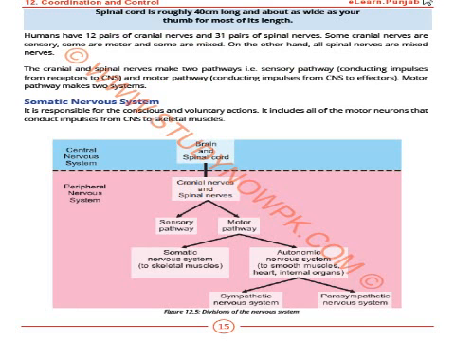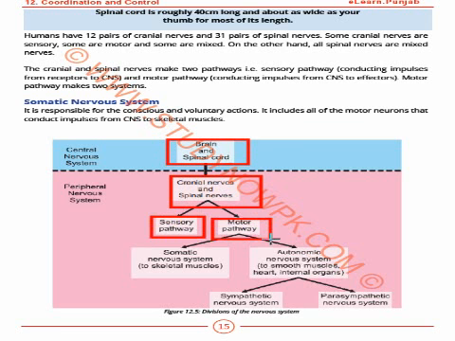Now if you look at the table which they have shown, see, the brain and the spinal cord make the cranial and spinal nerves. The cranial and spinal nerves have two pathways: sensory pathway and motor pathway. Sensory pathway means conducting the nerve impulses from the receptors to the CNS.